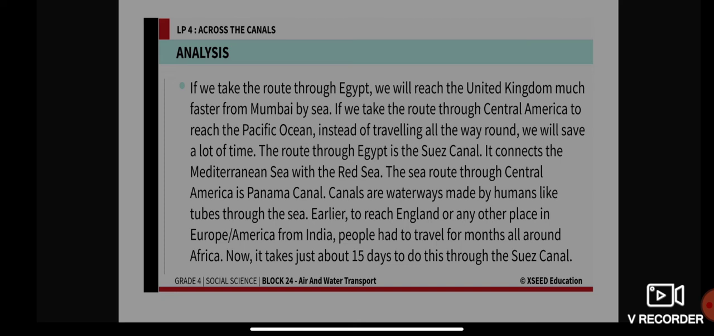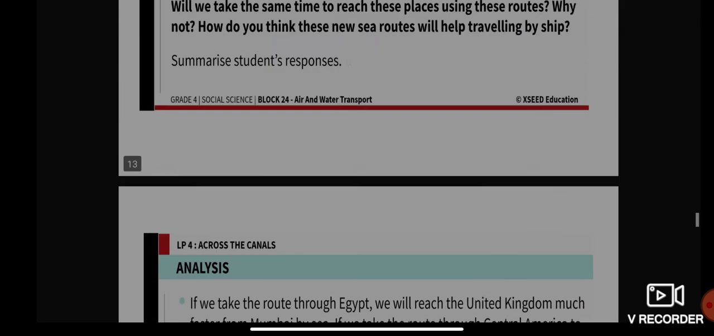Now, the route through Egypt is the Suez Canal. Remember that. It connects the Mediterranean Sea with the Red Sea. The sea route through Central America is the Panama Canal, as I've shown to you. That is below Mexico. Canals are waterways made by humans, like tubes through the land. So earlier, to reach England or any other places in Europe or America from India, people had to travel for months all around Africa. Now it takes just about 15 days through the Suez Canal.